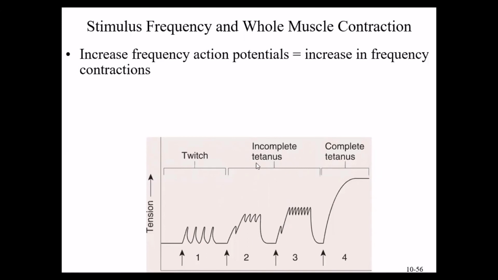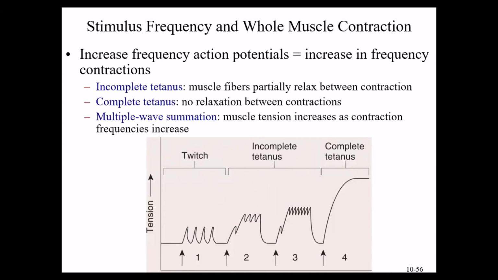Tetanus here, or tetany, is where you're not giving the muscle enough time to relax in between action potentials. Now the action potentials are coming in so quickly that the muscle doesn't have time to relax, and so it stays in a state of contraction for a longer or extended amount of time.